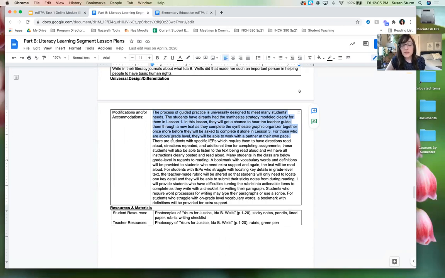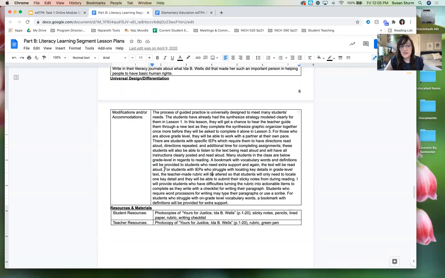For those who are above grade level, they can work with a partner. So she does have that one strong above grade level student. So maybe they'll get to choose somebody to work with. Then it's all about the students with the IEPs. The text is being read aloud because there are so many students with needs in this class. Some will have directions repeated. Many are below grade level. So again, she's going to refer to that bookmark.